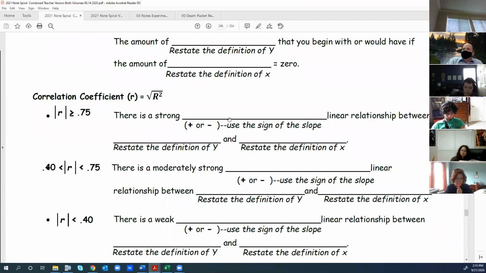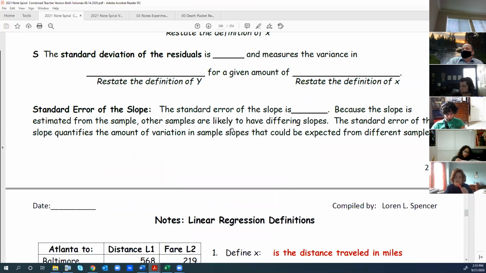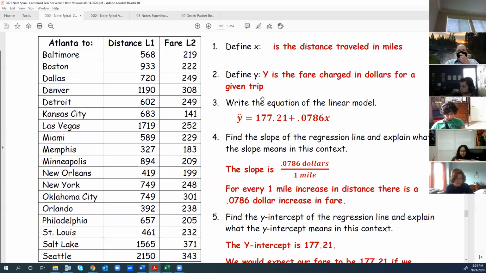All right, so looking at page 207, we're still working with the same data. And this is the type of stuff that they're going to ask you to do. And a lot of it's based on Algebra 1. Define X. Oh, well, it's the distance traveled in miles. That's just not rocket science. Y is the fare charged in dollars for a given trip. And then we have Y hat. Notice I used Y hat. The reason I use the Y hat is because that is the prediction line. It's not the actual line. We don't have an actual line. This is our line of best fit.